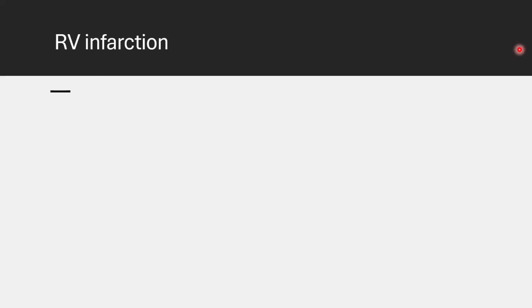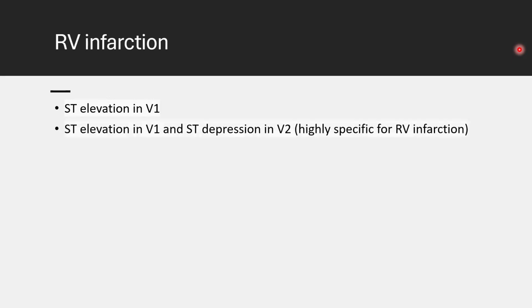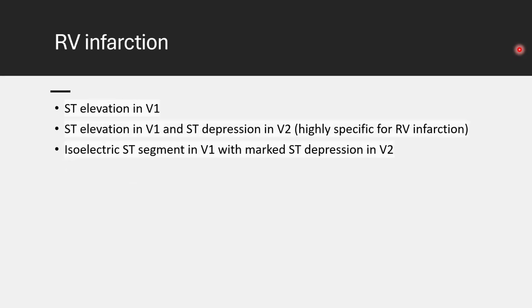We will also be discussing the RV infarction. In order to recognize it, you see an EKG with an ST elevation in the inferior leads, lead 2, lead 3, and AVF. After you see that you have an inferior STEMI, you could look at leads V1 and V2. If you find an ST elevation in V1, or an ST elevation in V1 and depression in V2, that's highly specific for RV infarction. Or you could find an isoelectric ST segment in V1 with marked ST depression in V2, and the ST elevation in lead 3 being more than the elevation in lead 2. These are all signs suggestive of RV infarction.